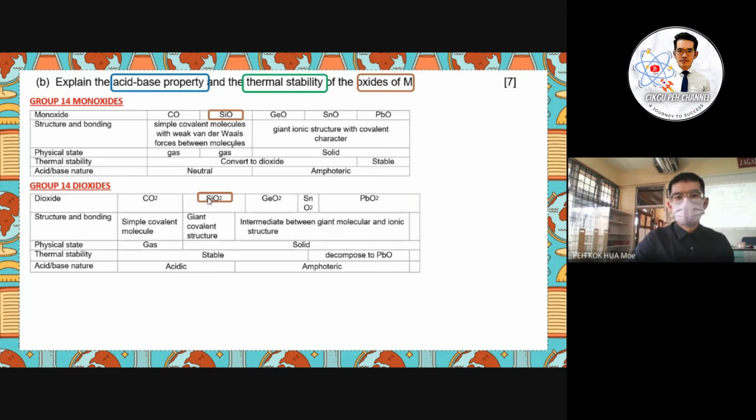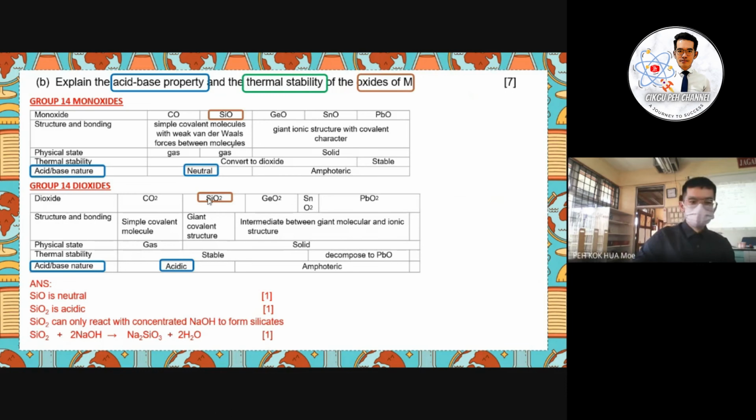So discuss these two properties, and from the table, silicon monoxide is neutral and the dioxide is acidic. Just give silicon monoxide neutral, dioxide acidic, based on what you learned in the table already. And because silicon dioxide is acidic, that means it will react with base. So give the statement: silicon dioxide can only react with concentrated sodium hydroxide to form silicate. Or you give the equation.